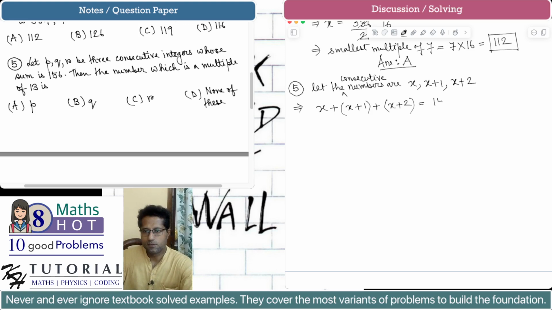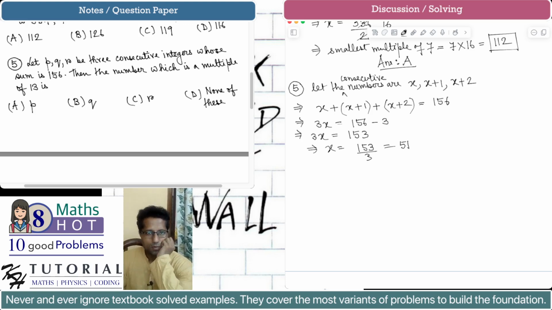So we have this linear equation, and we have to solve for x. So we get 3x is equal to 156 minus 3. This implies 3x is equal to 153, and this implies x is equal to 153 divided by 3, which is equal to 51.